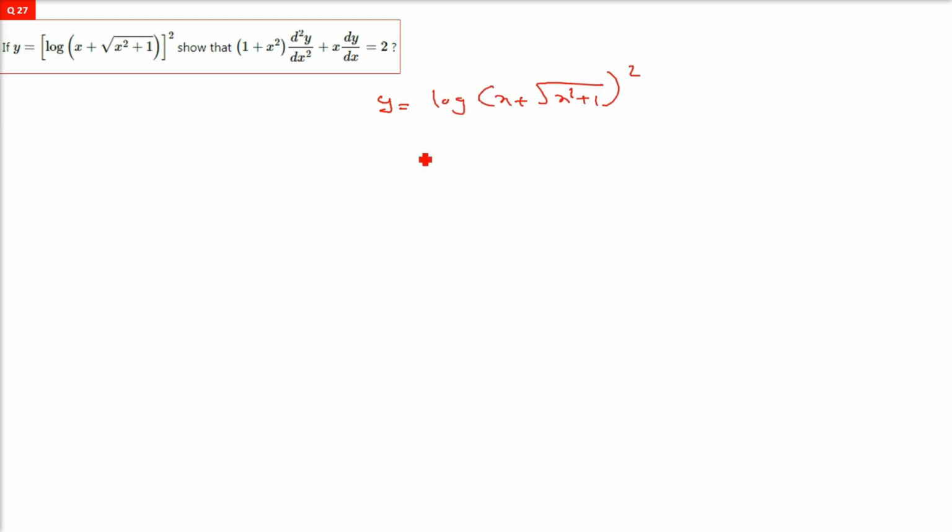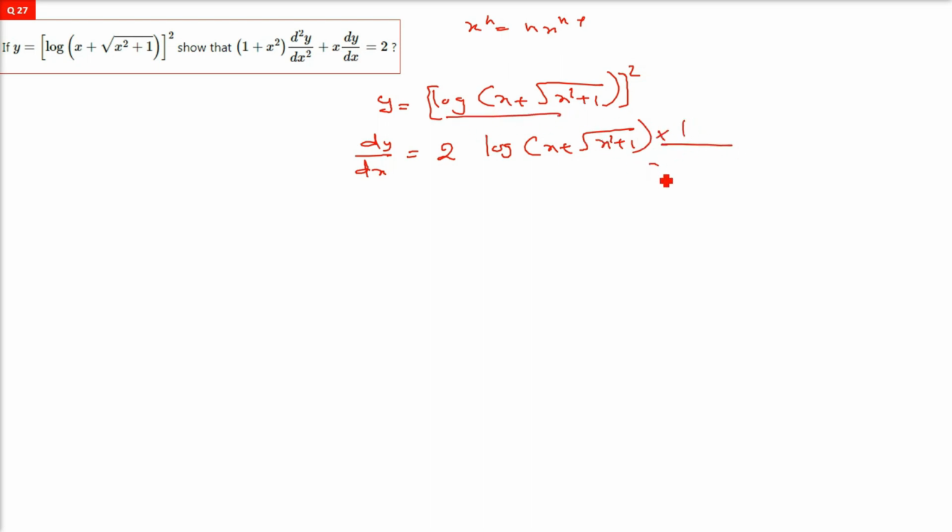So we have log x plus under root x square plus 1. This is whole square, not only x plus under root x square plus 1, it is the total whole square. You know nx to the power n minus 1 is the normal differentiation, so consider this log term to be x. So we have 2 log content to the power 2 minus 1, that is the same thing, log x plus under root x square plus 1.